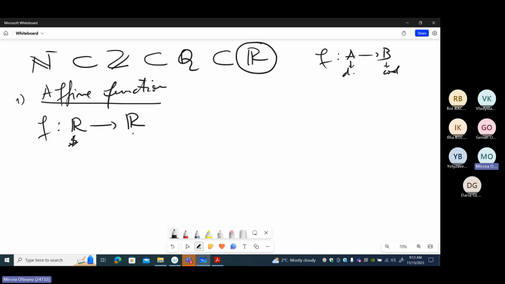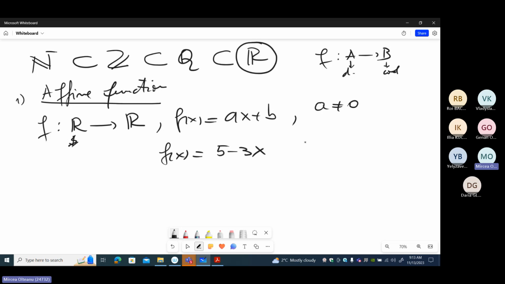Okay, so the function is given by the formula f of x equals ax plus b. Here a is different from 0. A and b are constants, and a is not 0. For example, f of x equals 5 minus 3x. Tell me here, who is a, who is b?